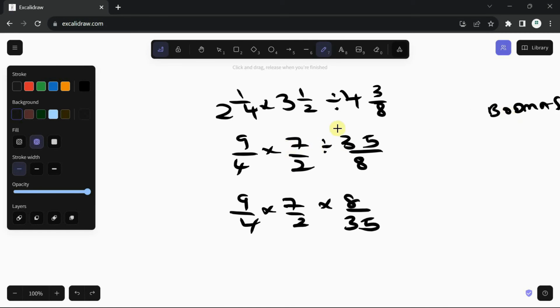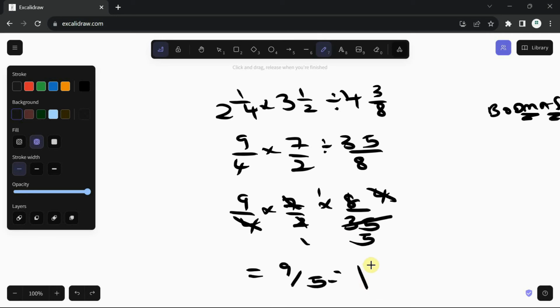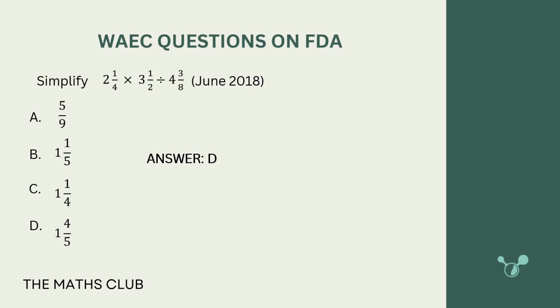But since addition and subtraction have the same level, and division and multiplication have the same level, I don't need to be disturbing myself. 7 into 35 is 5, 2 into 8 is 4, 4 will cancel 4. So you know that we have 9 over 5, right? Which is whole number 1 and 4 over 5, which is option D.